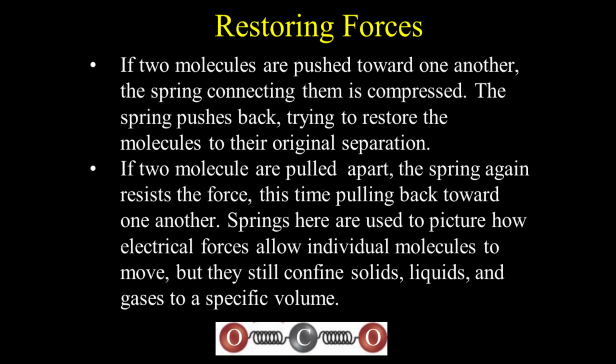If two molecules are pushed toward one another, the spring connecting them is compressed. The spring pushes back, trying to restore the molecules to their original separation. If two molecules are pulled apart, the spring again resists the force, this time pulling back toward one another. Springs here are used to picture how electrical forces allow individual molecules to move, but they still confine solids, liquids, and gases to a specific volume.